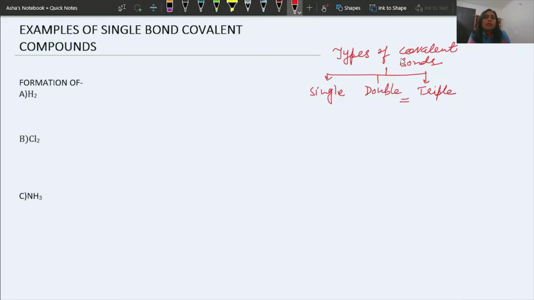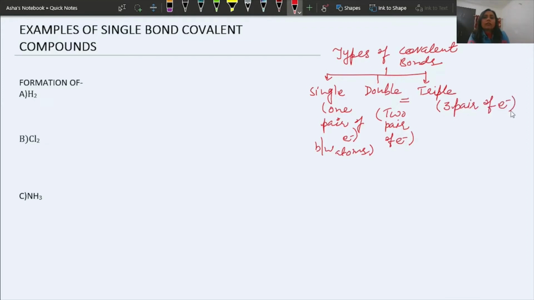In the single type of covalent bond, one pair of electrons is shared between atoms. In the double, there is a sharing of two pairs of electrons. In triple, there is a sharing of three pairs of electrons between the atoms. So this is the difference. It will become more clear to you with the help of examples.